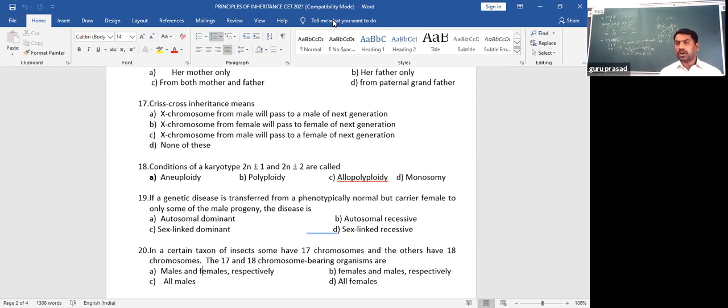If it is sex-linked dominant, not only a few, all the males are affected. So if it is sex-linked recessive, chances are that only a few male progeny are affected. So that's the answer, sex-linked recessive. Hope you are getting my points.